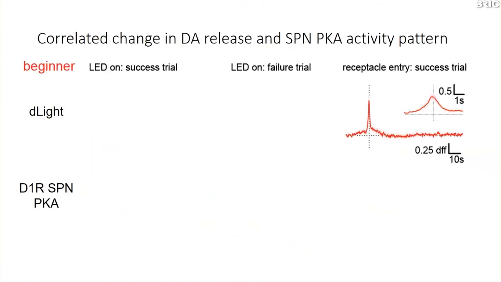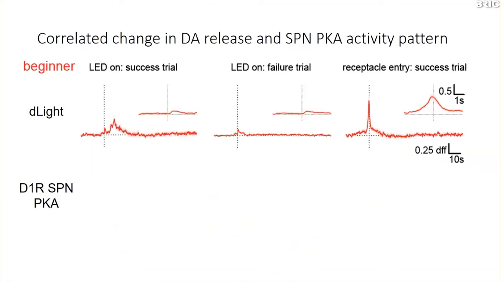Okay, now let's take a look at how dopamine is related to PKA activity. As we have seen before, there is a large increase in dopamine at the time point of the reward. On the other hand, there is a minimal response to the cue for both success and failure trials.